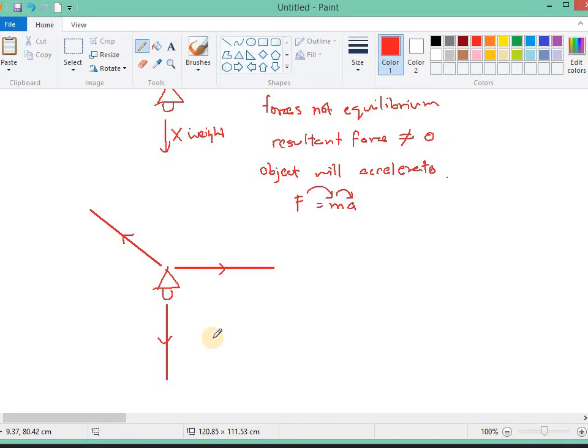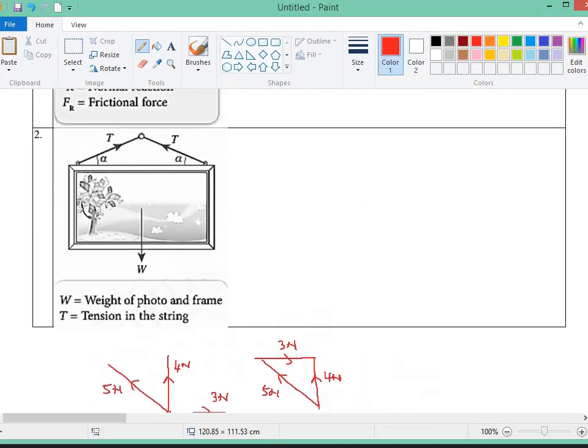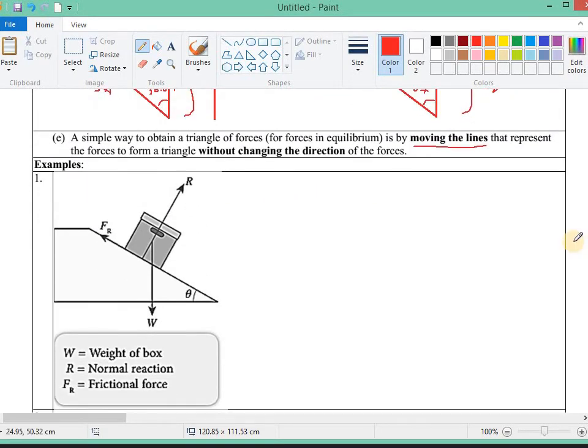When you draw a free body diagram, make sure that the lines representing the forces touch the object. Here I purposely drew them not touching so that I can cut the line and move it, which is easier for me. Now, this is 3 Newton, this is 5 Newton, this is 4 Newton. We want to use the shortcut method to get the triangle of forces.